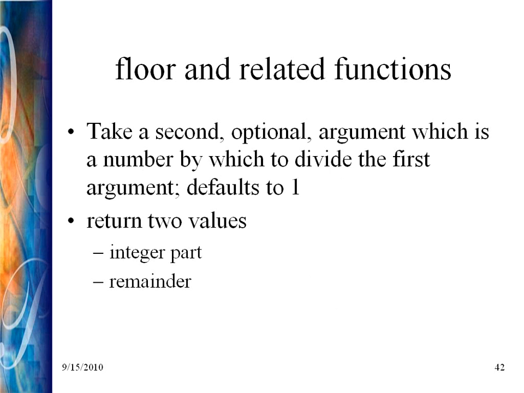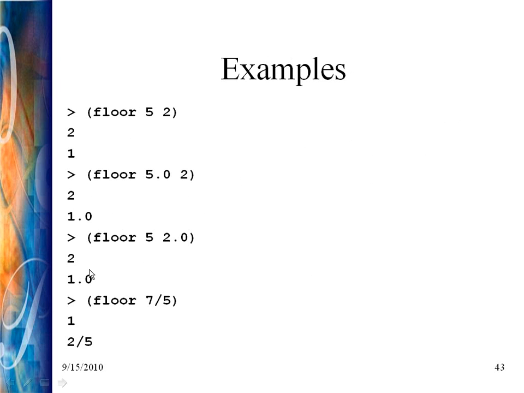All these things return, we only show one return value, but they in fact return two values, the integer part and the remainder. So floor of 5, 2: you divide 5 by 2, you get 5 halves, or 2.5. It would be the ratio, 5 halves. So the floor of it is 2, and the excess is 1/2.